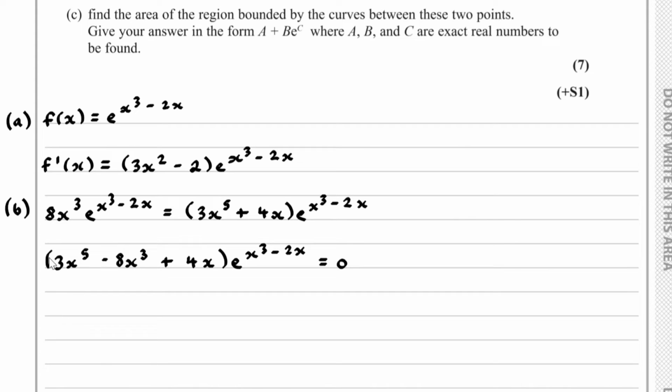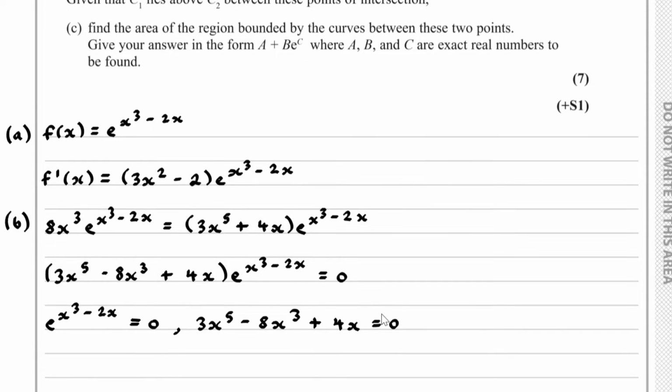So either we have e to the x cubed subtract 2x equaling 0, or we have 3x to the 5 subtract 8x cubed plus 4x equaling 0.